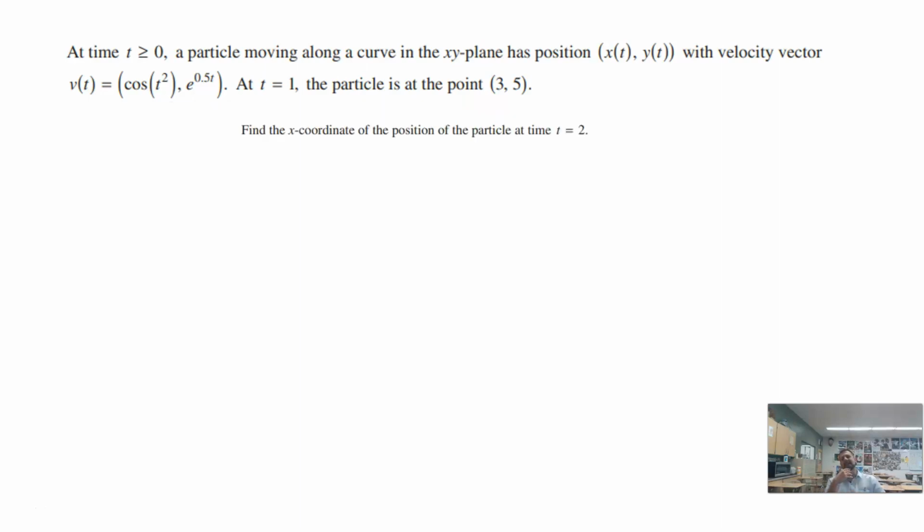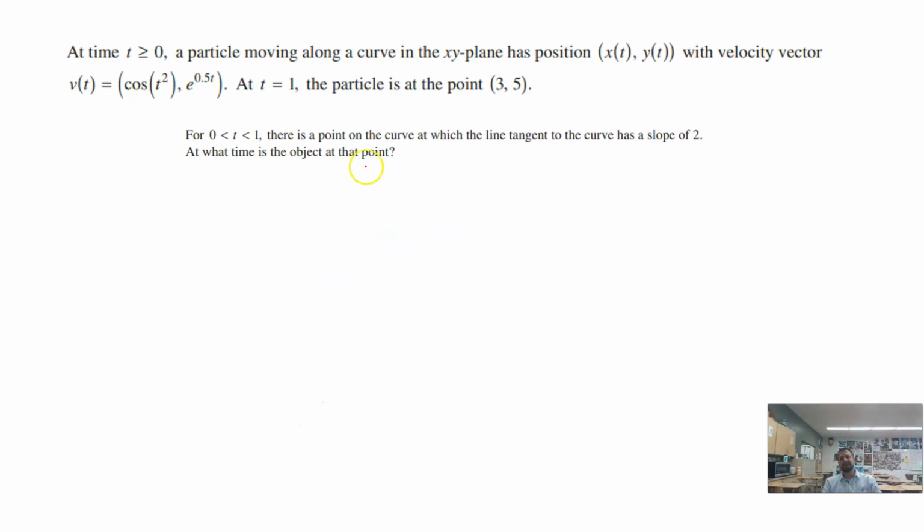So the first one says find the x coordinate of the position of the particle at time equals 2. Well, in order to do that, we're just going to take all of the x stuff that we have. We're going to take my initial condition plus the integral from when that occurs to the time that I want to know the x coordinate at, of cosine of t squared dt. So I just put that into my calculator. When I do that, I get 2.557 or 0.556, either way. And that's it. That's all you have to do for letter A.